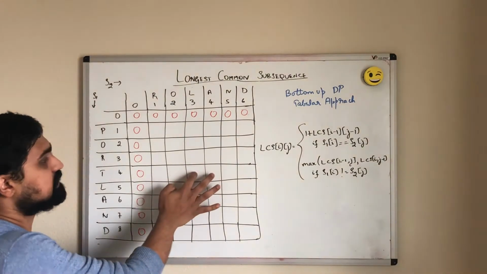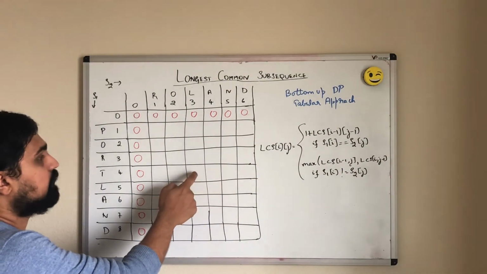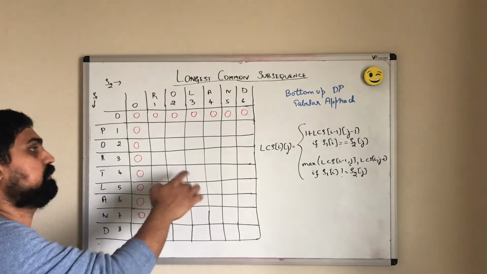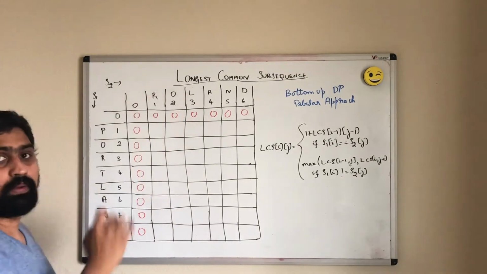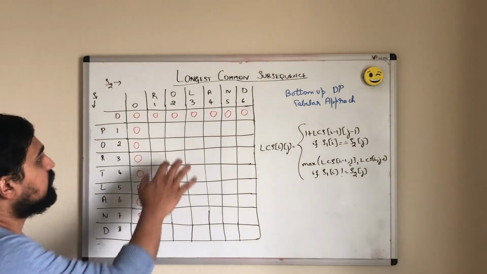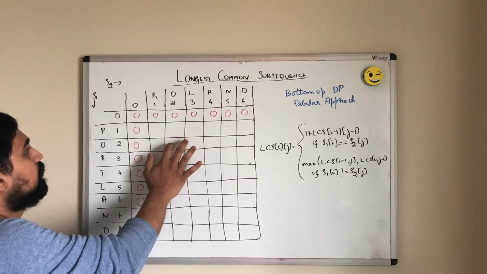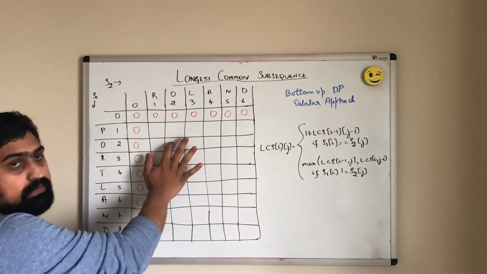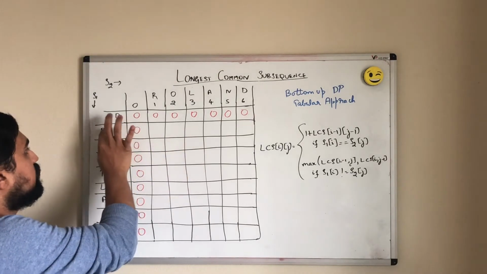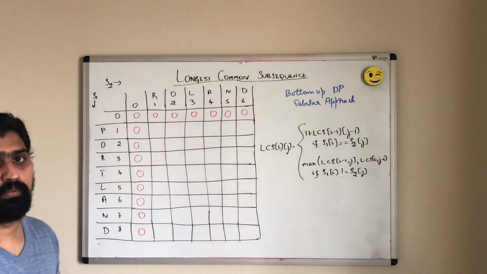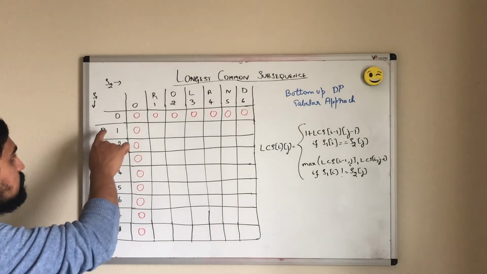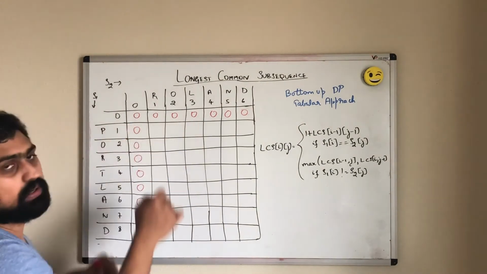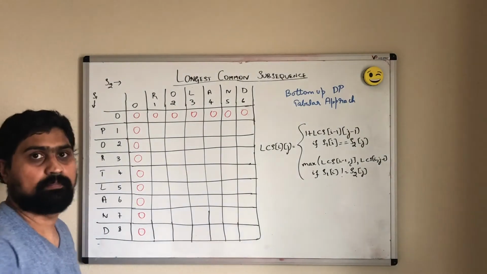If you take this cell for example, the value in this cell will give us the length of the longest common subsequence between string PORT and string ROL. Similarly, if you take this cell for example, the value in this cell will give us the length of the longest common subsequence between string PO and string RO. So the final result, the longest common subsequence between string Portland and string Roland, is given by this cell here.